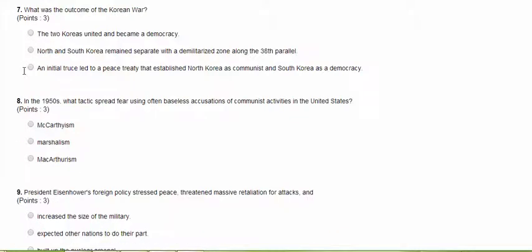Number 7, what was the outcome of the Korean War? The two Koreas united and became a democracy. North and South Korea remained separate with a demilitarized zone along the 38th parallel, or an initial truce led to a peace treaty that established North Korea as communist and South Korea as democracy.